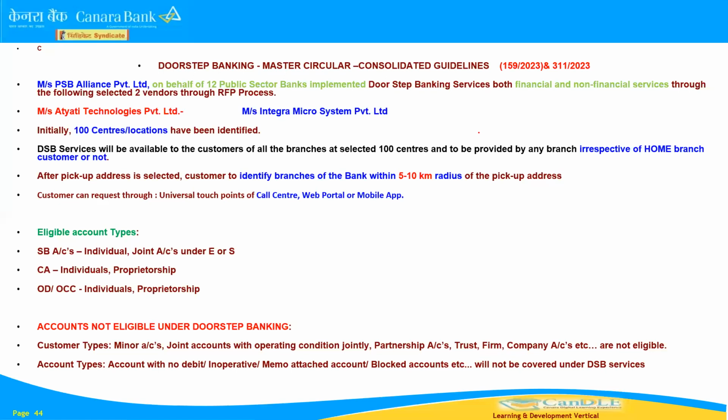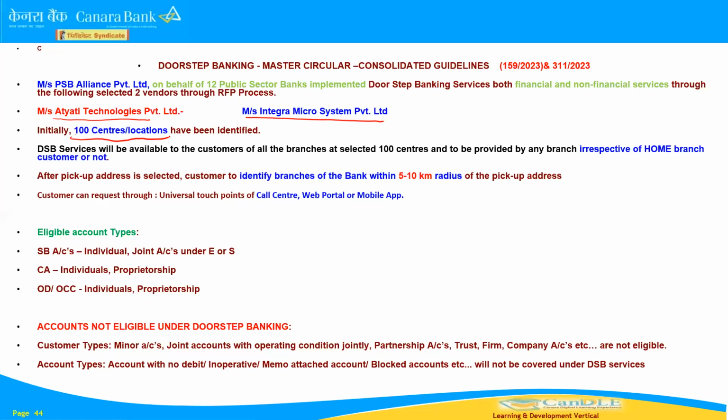Then doorstep banking. See, doorstep banking is implemented in all 12 public sector banks, for financial services and also non-financial services. But as of now, only 2 vendors are available. Who are they? One is Atyati Technologies, another is Integra Microsystems. These 2 will cover 100 locations only. Doorstep banking is not available in the entire India. It is available for only 100 locations. Atyati Technologies and Integra Microsystems will provide the services.